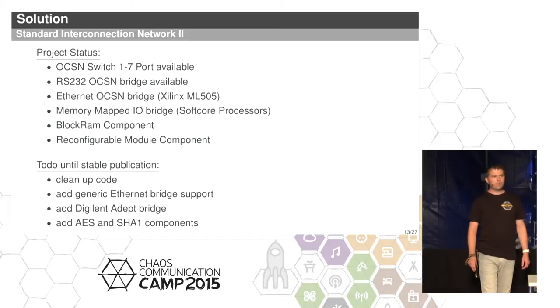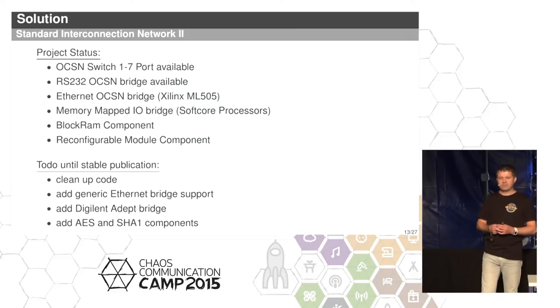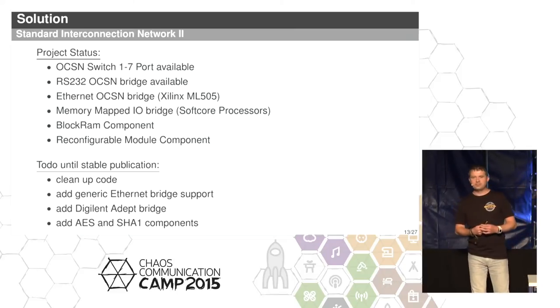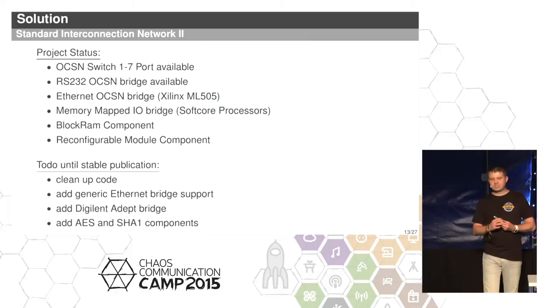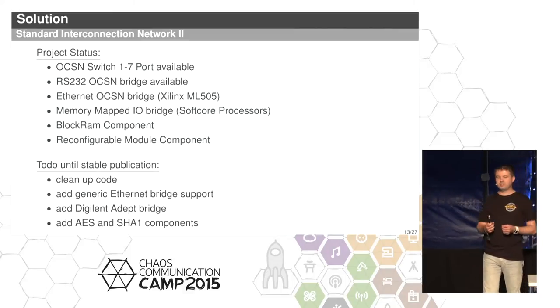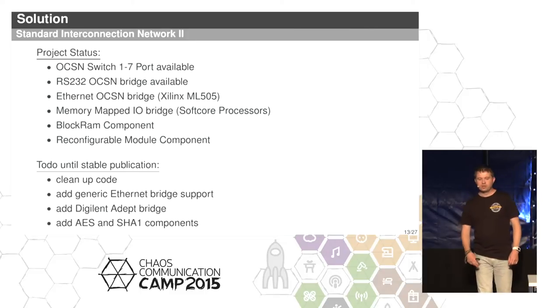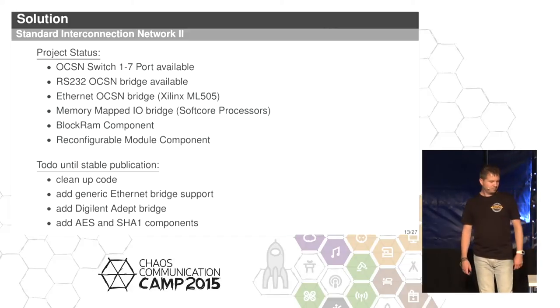I want to add a Digilent Adept bridge. Digilent is a vendor of FPGA boards. Perhaps someone knows about them. They create the Nexys and Atlys FPGA boards, which are very small and, I won't say cheap, but cheaper than most of the other boards I know. They use USB to communicate with components on the FPGA, and I want to create a bridge for USB to these boards. And I want to use AES and SHA-1 components just to test my ideas.